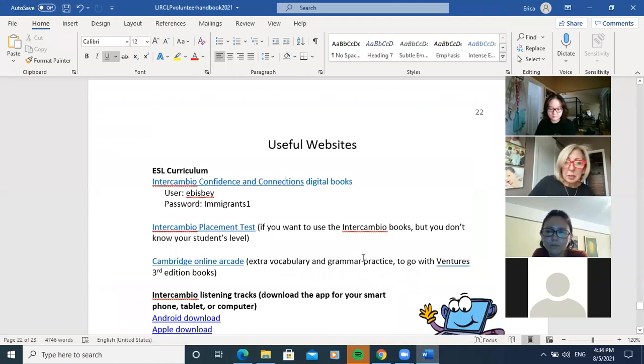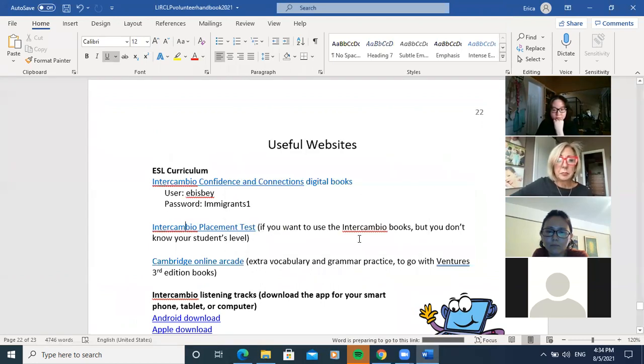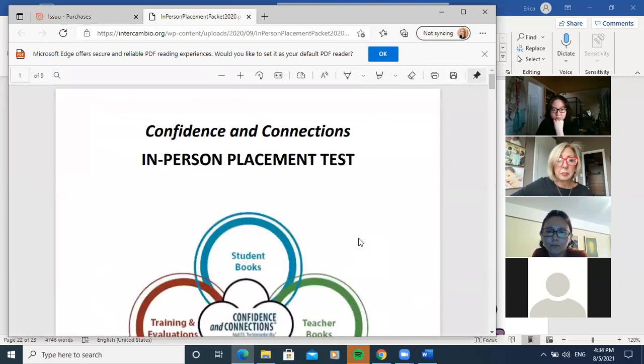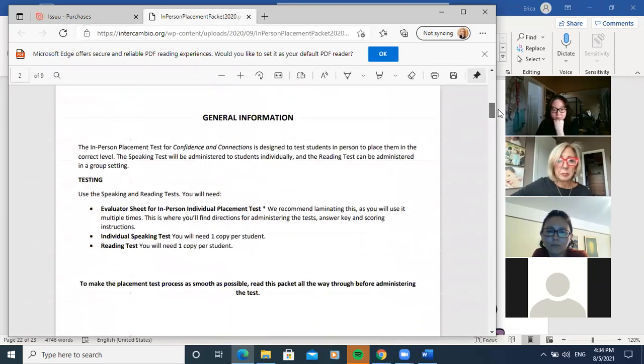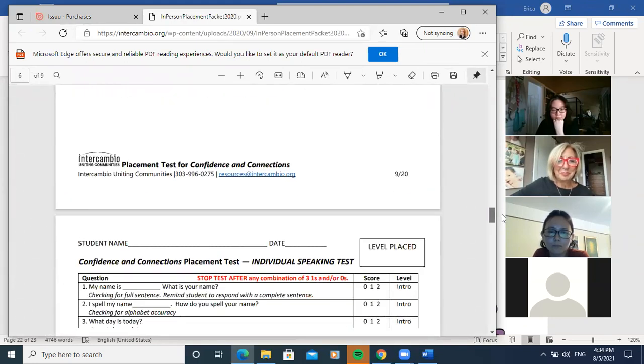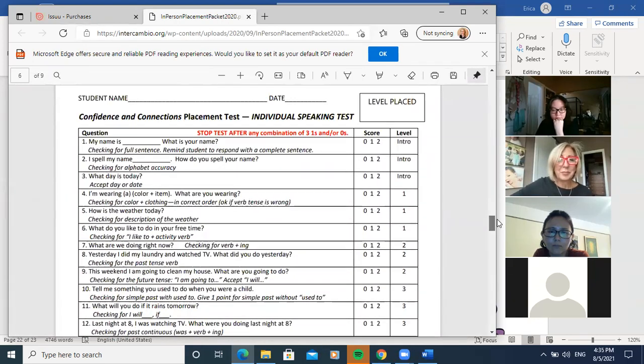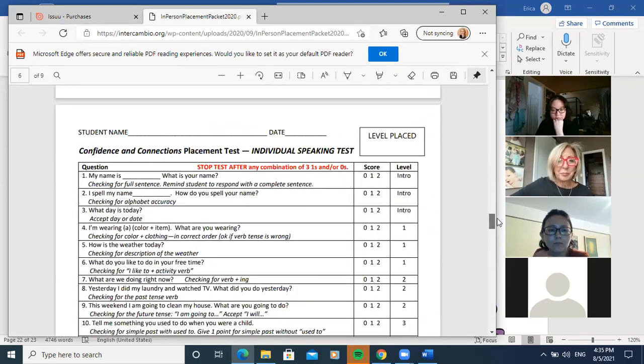Since we're talking about Intercambio, right below this, where you can get the books: if you get a student and you're not sure which level to start with, you could open this. There's a lot of mumbo jumbo. But go down to page, whatever page this is.